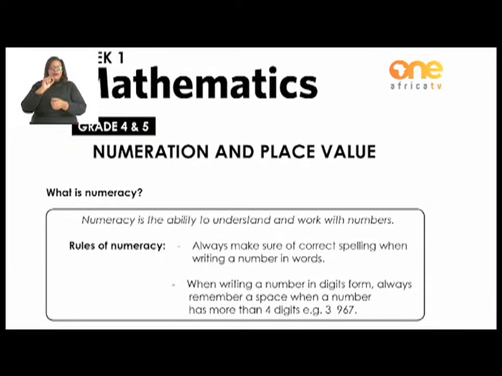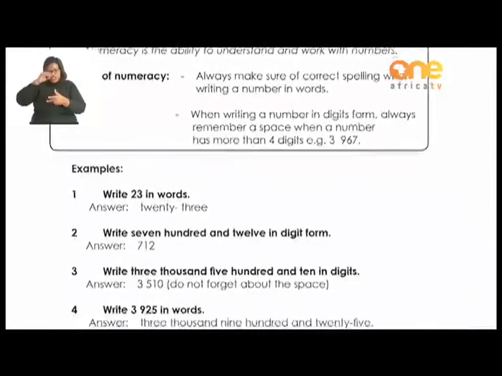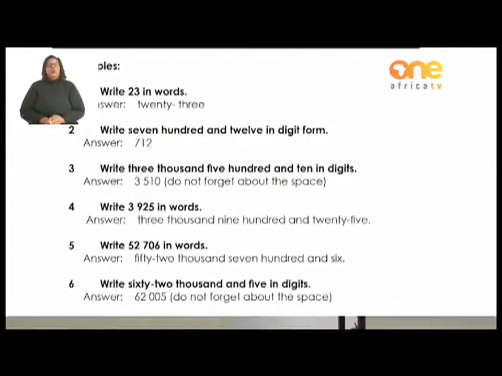And when they give me the number in words, and they want me to write it in the form of a digit, there's also one rule. When the digits are 4 and more, remember to leave a space between the fourth and the third number. It's very important, guys, that we learn these two rules. Now we continue with a few examples.